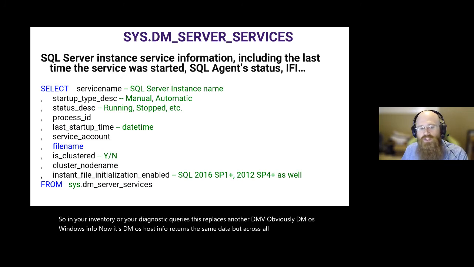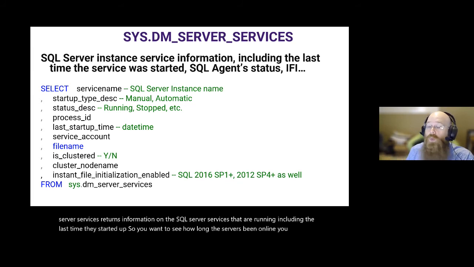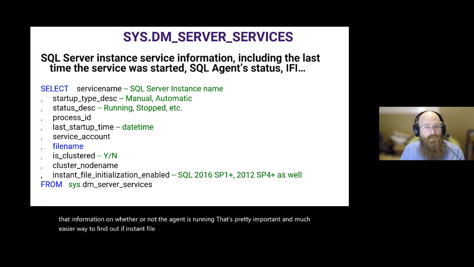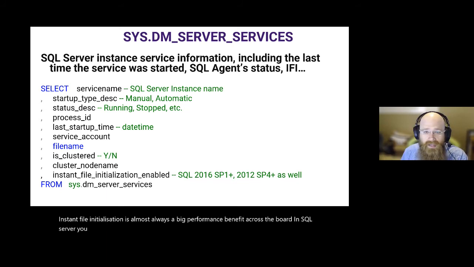DM Server Services returns information on the SQL Server services that are running, including the last time they started up. So if you want to see how long the server's been online, you can do that. Information on whether or not the agent is running, that's pretty important. And a much easier way to find out if instant file initialization is enabled. More on that in other presentations, and it's well documented online, but instant file initialization is almost always a big performance benefit across the board in SQL Server. You can make sure it's enabled via this DMV right here.